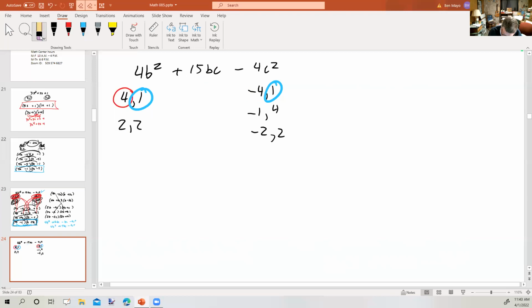So what if I switch these around and I go, what's 4 times 1? That's 4. What's 1 times negative 4? That's negative 4. 4 plus negative 4 is 0. So this combination with this combination doesn't work. But unfortunately, I can't get rid of either one. I can't get rid of the first group because it might go with one of these. I can't get rid of this because it might go with this one.